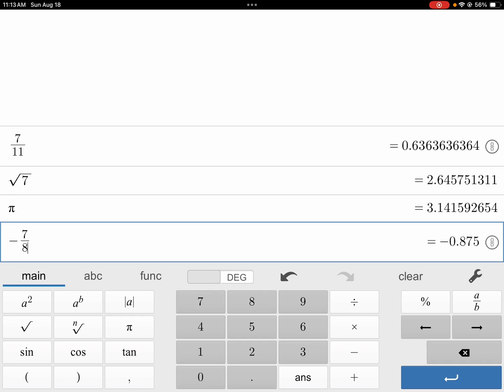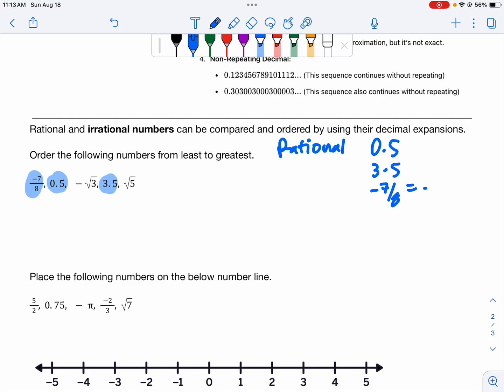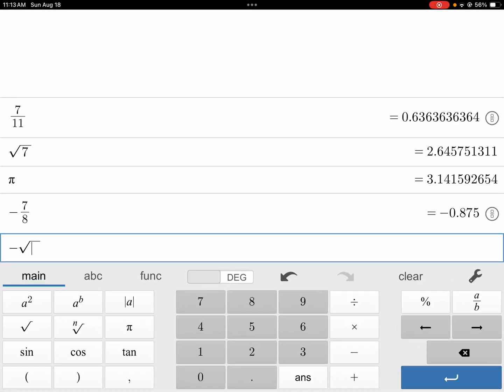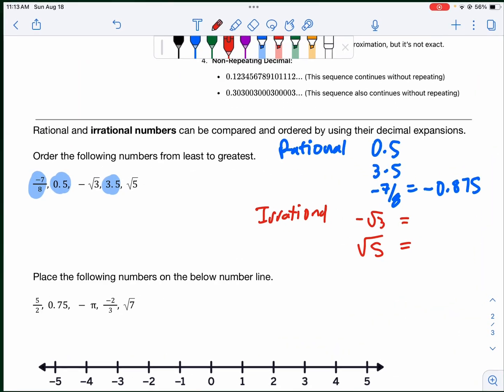Negative 0.875. Then our irrational numbers. Okay, irrational numbers are the negative square root of 3 and the square root of 5. Okay, so let's go ahead and make these into decimals. The negative square root of 3, negative 1.73.